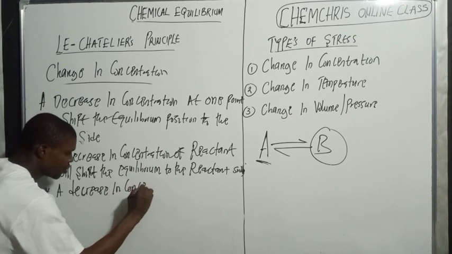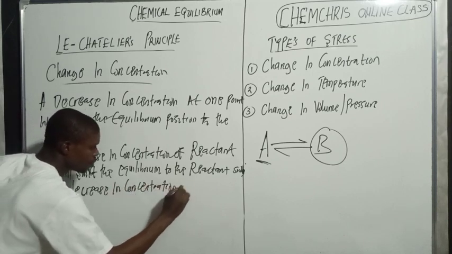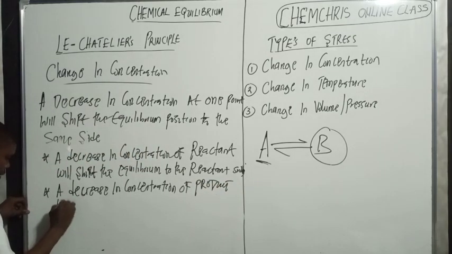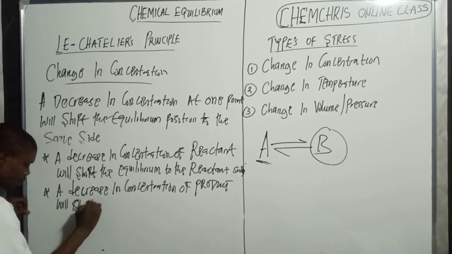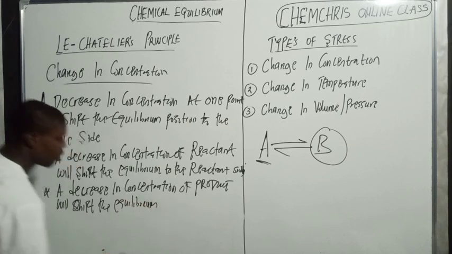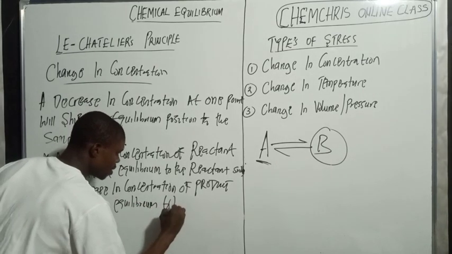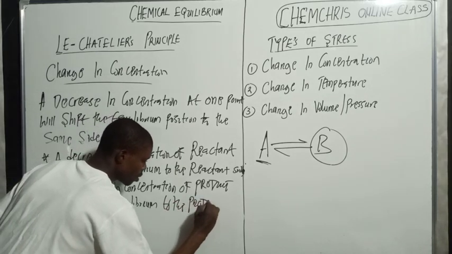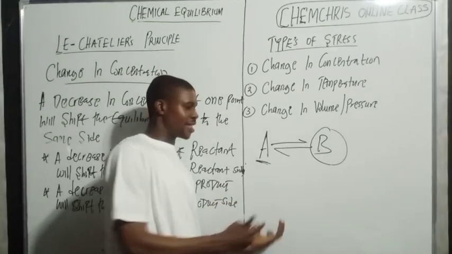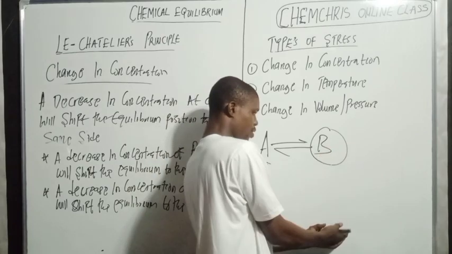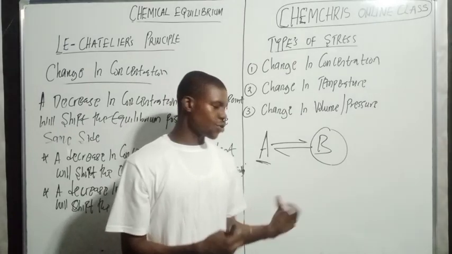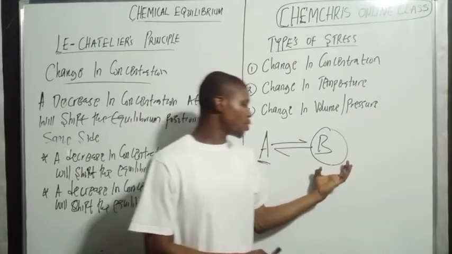So the second one, a decrease in concentration of products, we shift the equilibrium position to the product side. It's okay. So it's very easy here. If I decrease reactants, it will move backward. If I decrease products, it will move forward. Do you understand? So a decrease favors the same side. When you decrease the reactant, move to the reactant side. When you decrease your product, move to your product side.